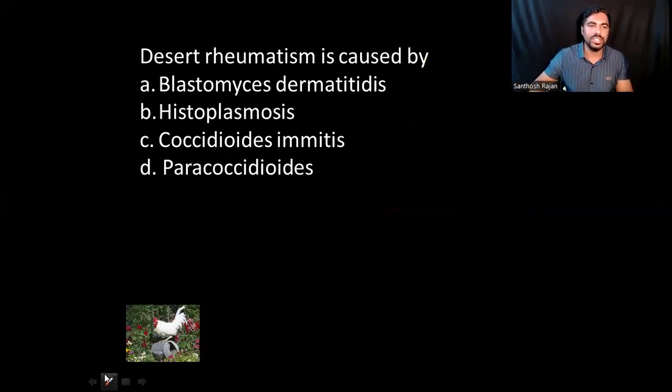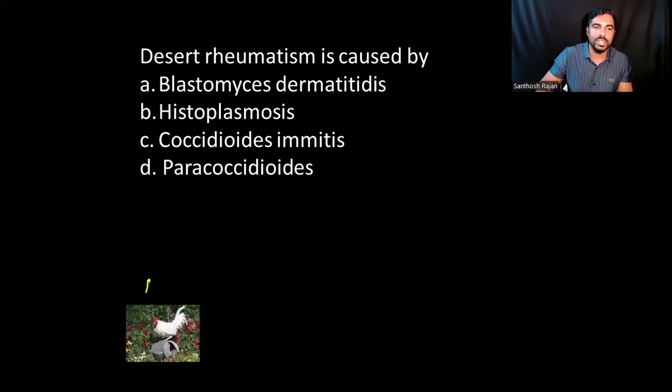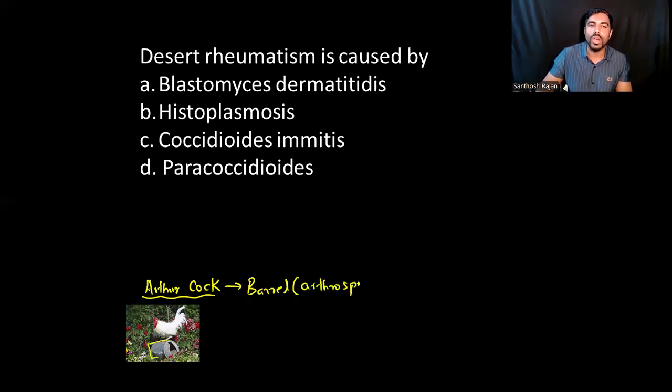When you talk about desert rheumatism, we always said one thing to remember: Arthur. The cock name is Arthur, Mr. Arthur is having this cock. First of all, look at this cock. It is standing on a barrel. Barrel is otherwise the rectangular arthrospore. Why did I say Arthur? Because of this only: arthrospore, and it's standing on the barrel.